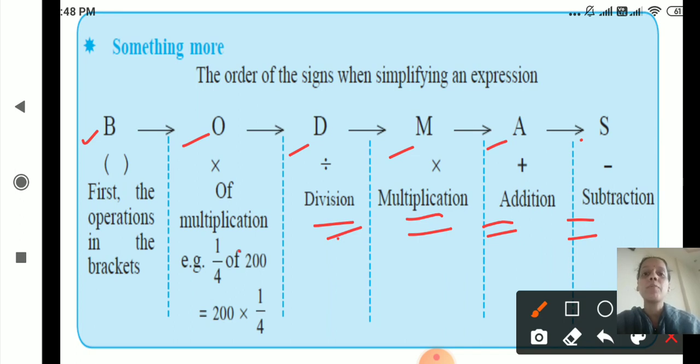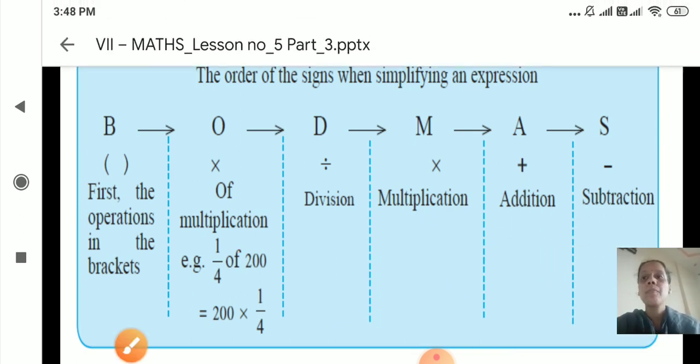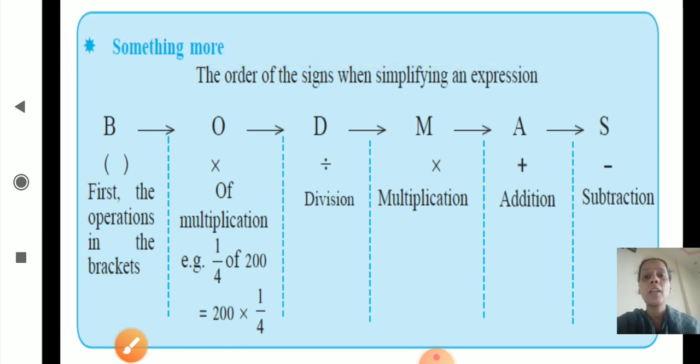Okay, BODMAS means first you will open the bracket. If it is given 1 upon 4 of 200, 1 upon 5 of 50, then first you will solve that. Then division you will do, then multiplication, then addition, and then subtraction. So in this way you have to simplify an expression. Okay, hope we are clear with this.